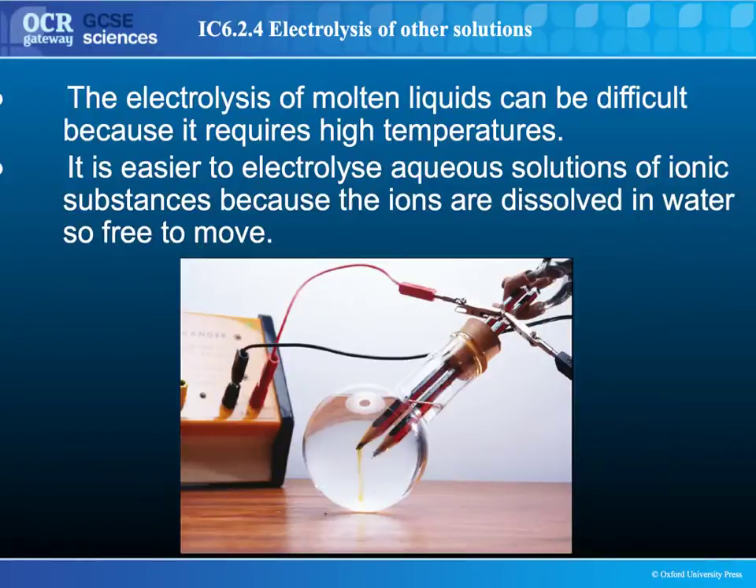Firstly, whenever possible, electrolysis of aqueous solutions takes place instead of that of molten solutions. This is because you don't need the high temperatures involved in molten electrolysis. In aqueous electrolysis, it's much simpler to achieve in a laboratory. However, sometimes when electrolysing something in water, the products that you get are not exactly what you might expect.